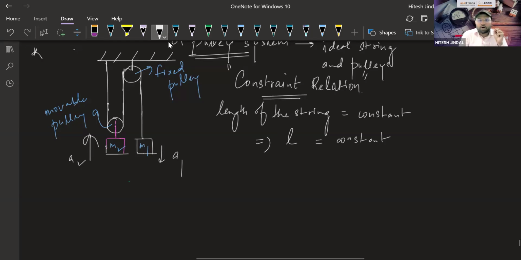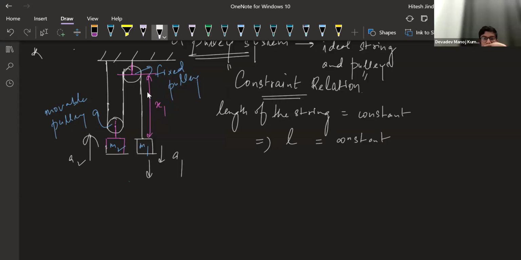And now you tell me one thing. How can I find the length of the string? Let's say I am determining the length. I'm just marking some things. Let's say this length is x1. Can I say this? This length is x1. And as m1 goes down, x1 will change. This will change or not? As this goes down, this length will change.